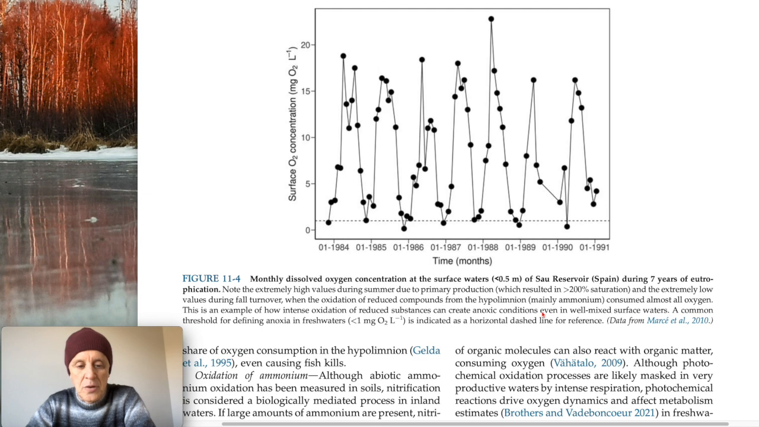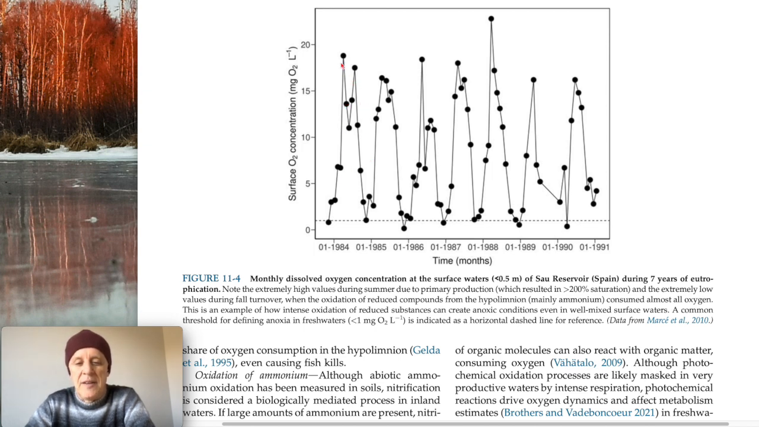So why don't we look at figure 11-4 here. Monthly dissolved oxygen concentration at the surface waters of Sau Reservoir in Spain during 7 years of eutrophication. The y-axis is the surface oxygen concentration in milligrams of oxygen per liter, and the x-axis is the time in months. We're looking at 7 years, from January 1984 through January 1991. And what we see is the yearly variability in the concentration of oxygen at the water surface.